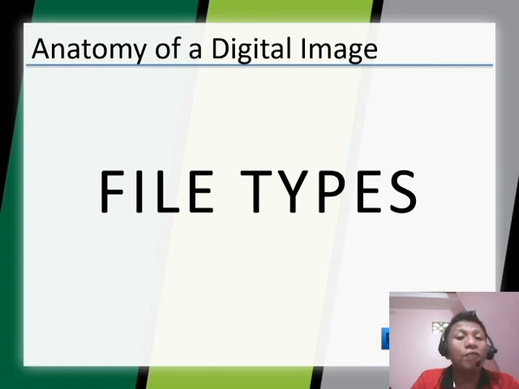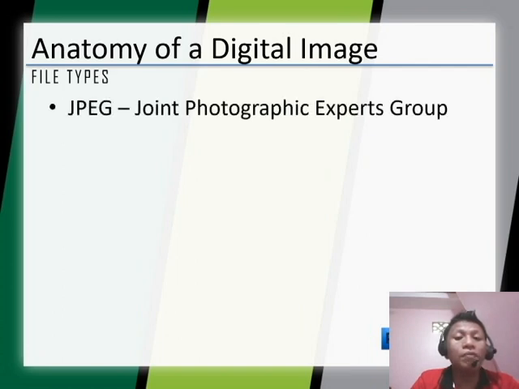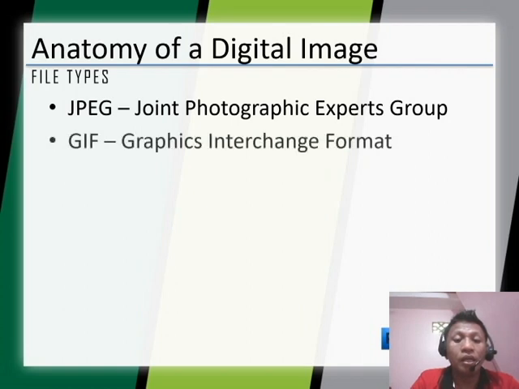Let's move now to the file types. First is the JPEG or Joint Photographic Experts Group. It's a standard image format for containing lossy compressed image data. Second file format is the GIF, which is the Graphics Interchange Format. It is a raster file format designed for relatively basic images that appear mainly on the internet.